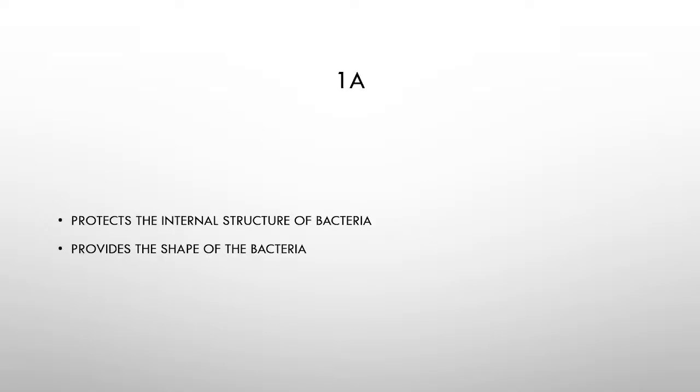Okay? So there's two things. When I put a number with an open and closed parenthesis, it means that I'm asking for two things. The two things that you need to remember about cell wall function are that it protects the internal structure of the bacteria and it provides the shape of bacteria. Now we're talking about the shape of bacteria, by the way, and what are the examples of the general shapes of the bacteria that we're going to study?